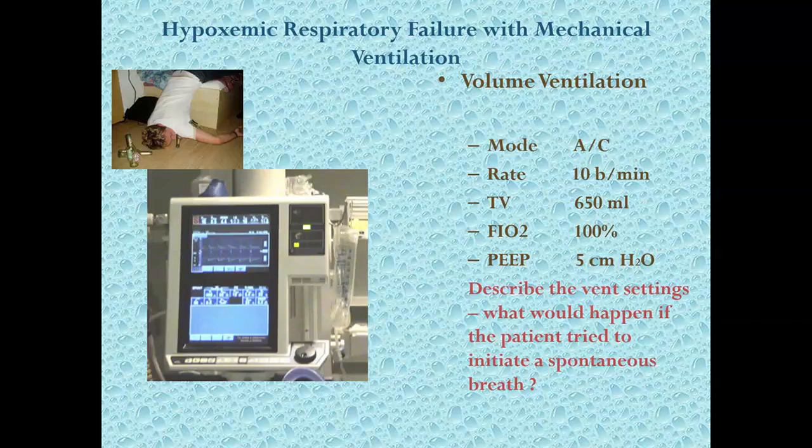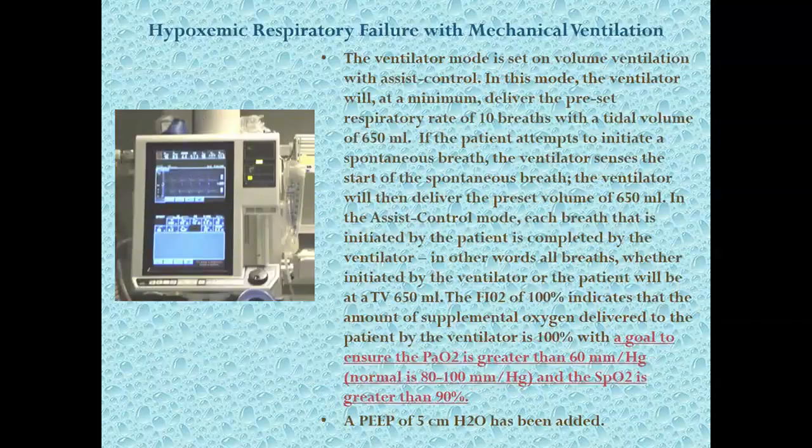What would happen if this patient tried to initiate a spontaneous breath? This is kind of a review so that you understand that the ventilator is set on volume ventilation with assist control. The ventilator is going to, at a minimum, deliver a preset respiratory rate of 10 breaths per minute with a tidal volume for every preset breath of 650 mils. If the patient wants to attempt to breathe, they absolutely can, but as they attempt to breathe, the ventilator will sense the start of a spontaneous breath, and then the ventilator is going to deliver that preset volume of 650 mils. So at the least, the patient will get 10 breaths.